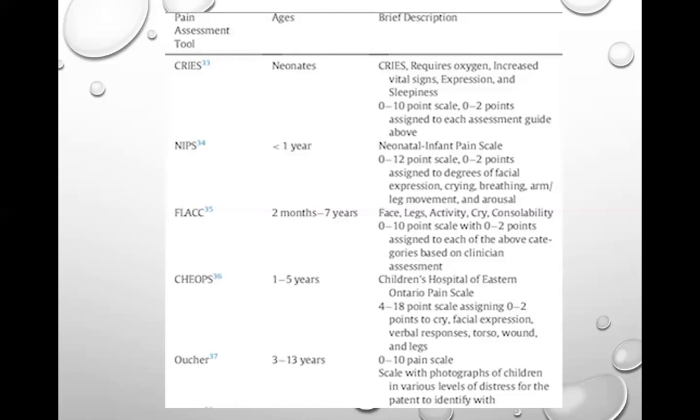And then there is the NIPS, which can again be used in infants less than 1 year. This is the Neonatal Infant Pain Scale. Again, there are various parameters that they look at, and there's the FLACC, which is face, legs, activity, cry, consolability. FLACC is the one that I've seen commonly, which is also used here in Kenya. And there are so many other tools, such as the CHEOPS and Oucher, which can be used.